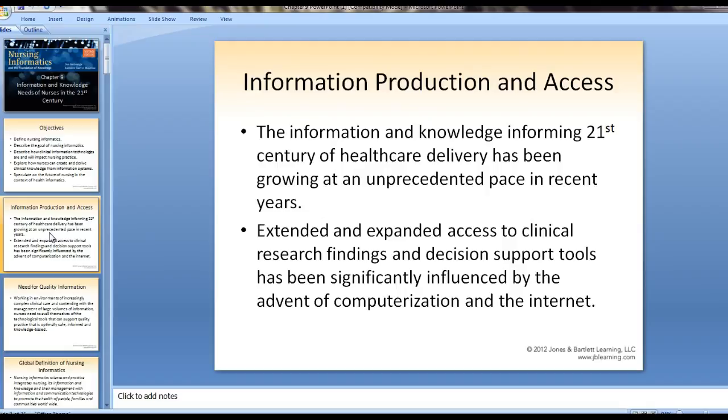You can post information really, really quickly, and not all of it is filtered. So it's really important to understand that. There's lots of producing of information and quick access to information. So now it's a matter of finding the good stuff and also putting up the good stuff so you don't misinform people.